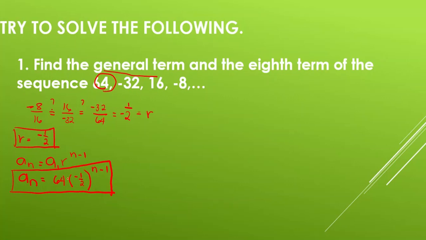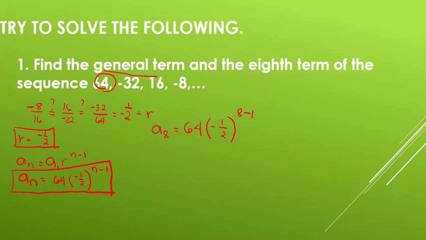We cannot cancel this because this negative 1/2 is still raised to the exponent. Remember PEMDAS? You have to simplify terms or numbers with exponent before you can multiply or divide. So you leave this one as this. Then, to solve for the 8th term, we will use the formula that we derived. a sub 8 is equal to 64, which is also the first term, times negative 1/2, raised to, your n now will be 8 because that 8 came from this n, minus 1.